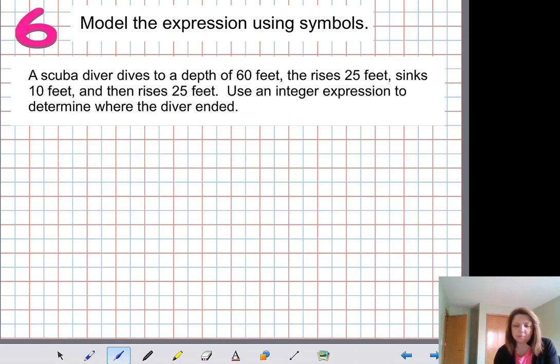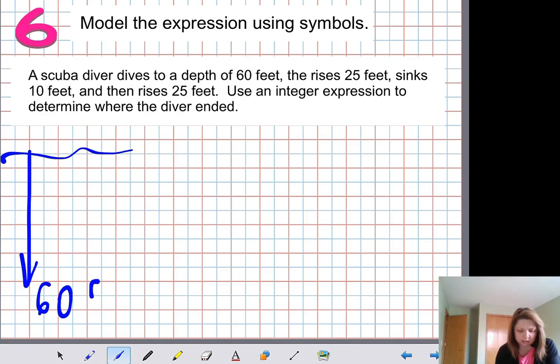Alright, another example could be a word problem. So how do we model an expression using symbols? A scuba diver dives to a depth of 60 feet. So here's the ocean, let's say, and it dives down to 60 feet below. Then it rises 25 feet, then sinks 10 feet, and then rises another 25.